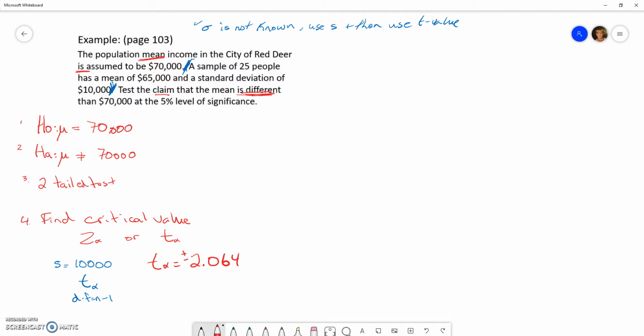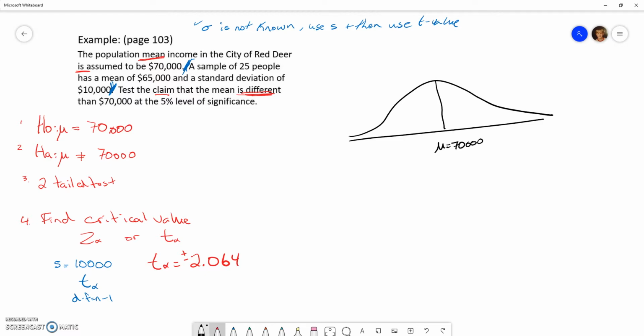So basically this is showing us that the critical value is our threshold value. The average is assumed to be 70,000, and we have a critical value here. If our sample data is somewhere in this red area here or somewhere down here, if it's a lot lower or a lot higher, we would have enough evidence to say that the average income is not $70,000.